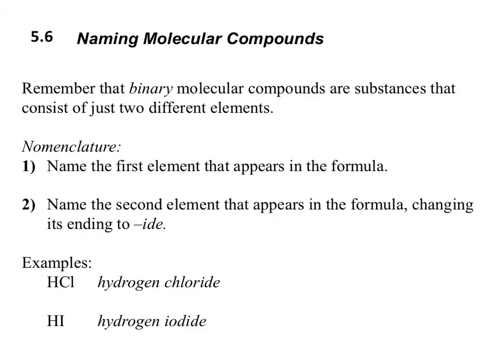Naming molecular compounds. Remember that binary molecular compounds are substances that consist of just two different elements. So nomenclature. First, we must name the first element that appears in the formula. Second, name the second element that appears in the formula, changing its ending to "ide." So for example, HCl is hydrogen chloride, and HI is hydrogen iodide.